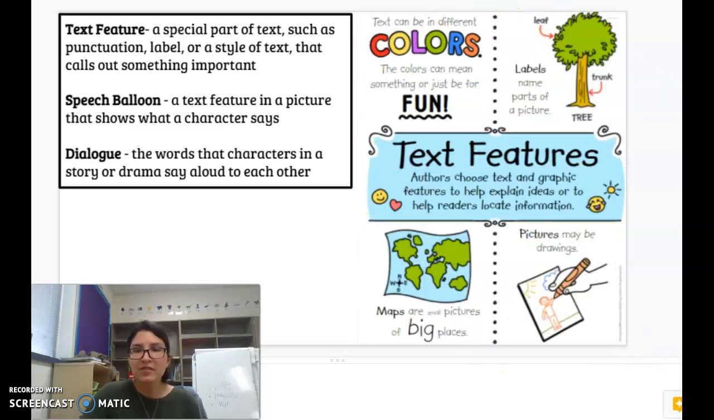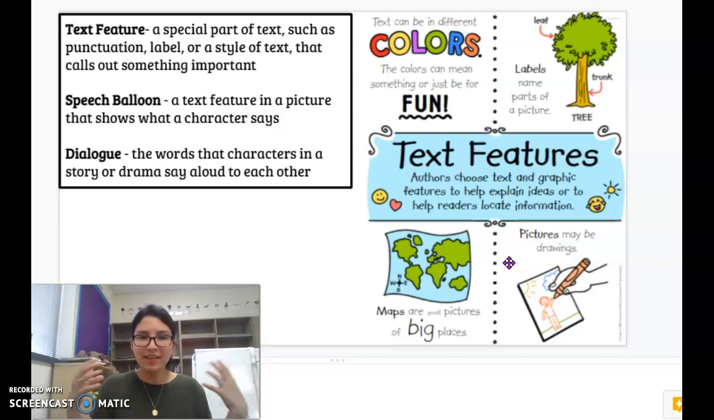And here are the text features we are going to be focusing on today. Text can be in different colors. The colors can mean something or just be for fun. So we'll see headings that are colorful, and that lets us, the reader, know, hey, that's important. Let's pay attention to that.